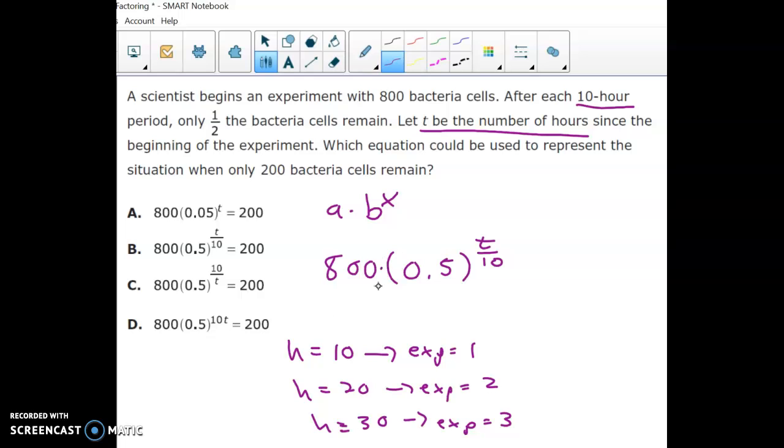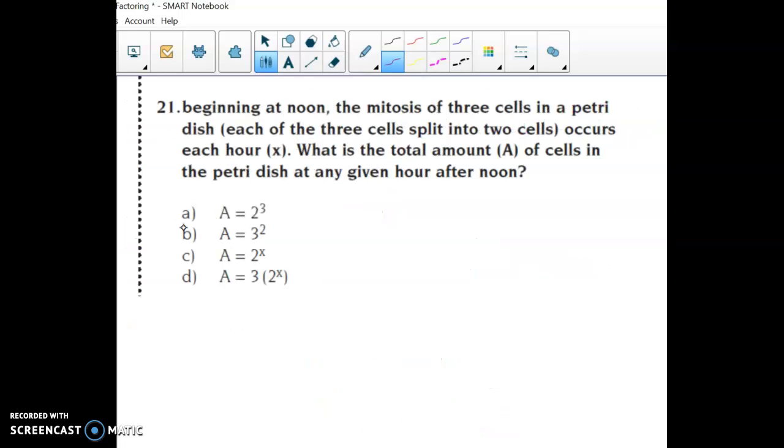Okay, so that's the setup to calculate how many bacteria remain. And then we want to know when that will equal 200. So that makes our right answer letter B. Okay, and all these are slightly different. So here's another one. Read through it and see if you can make sense of it.